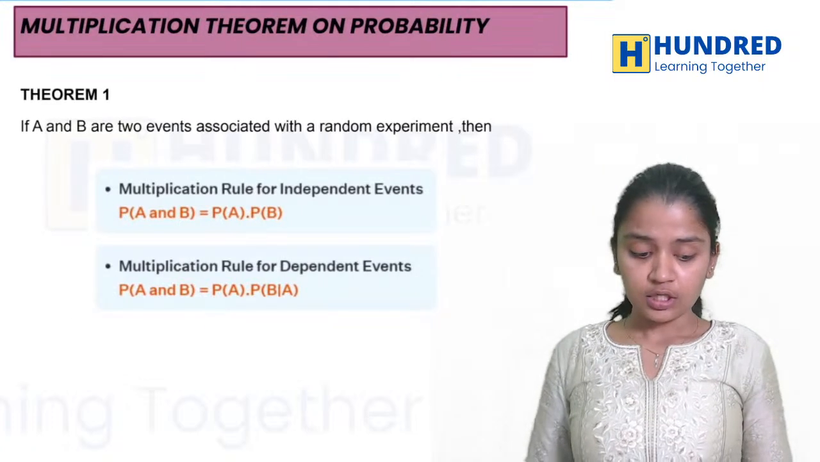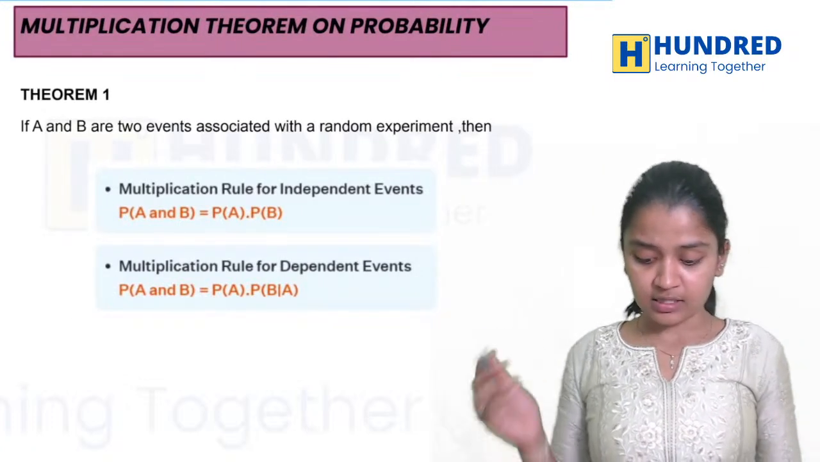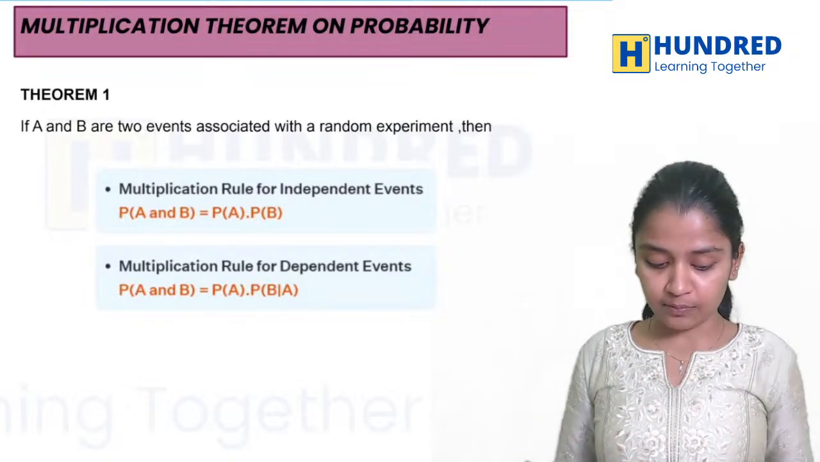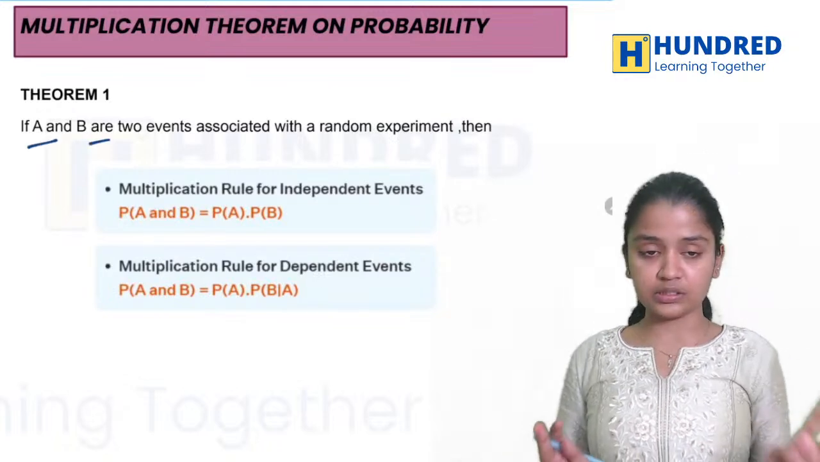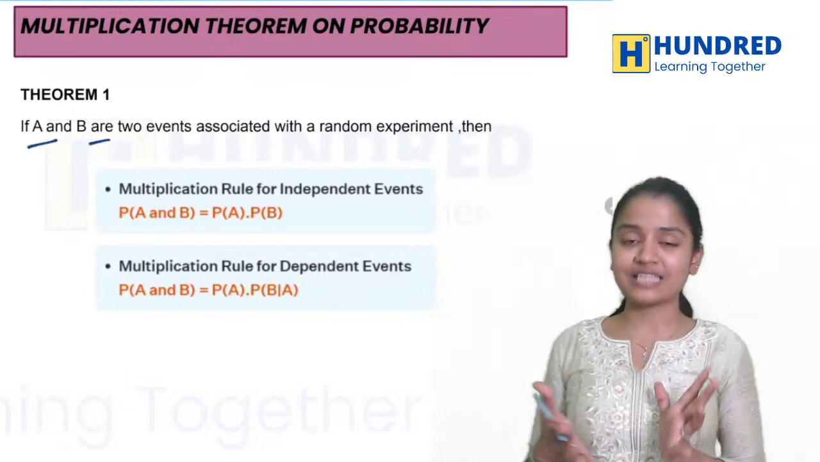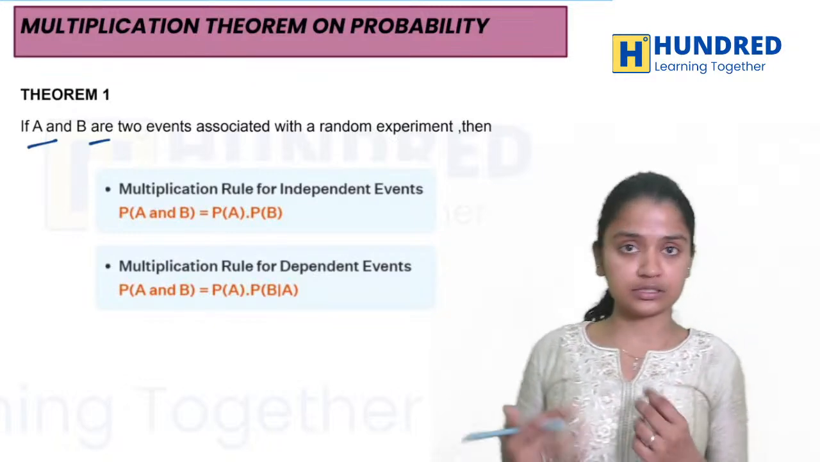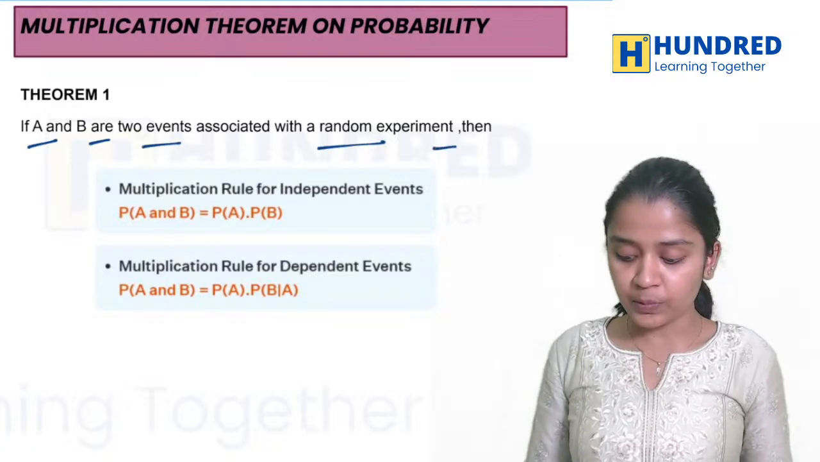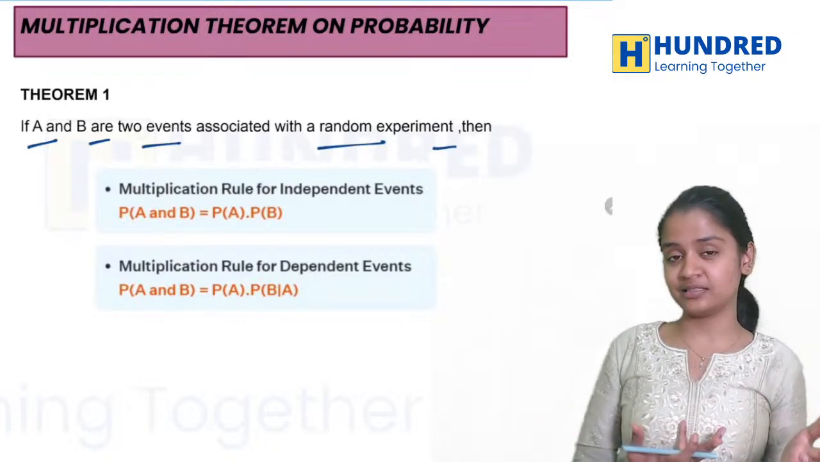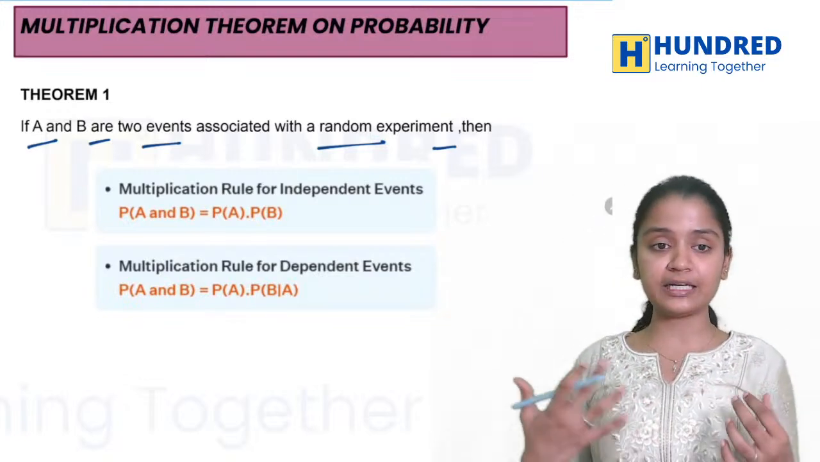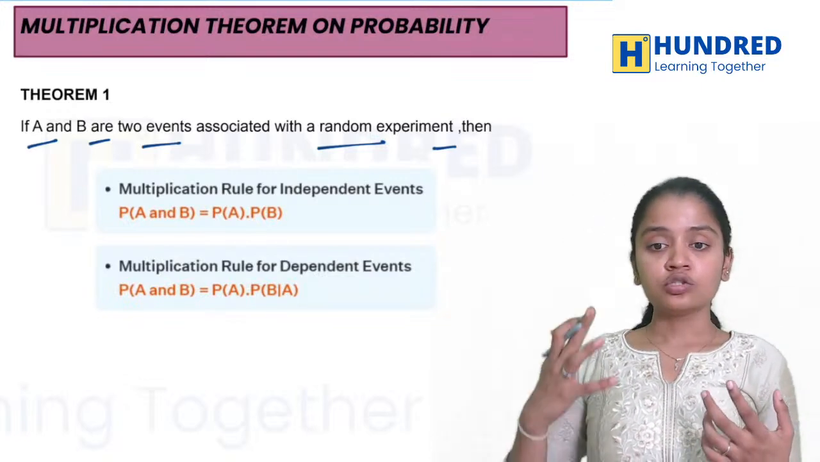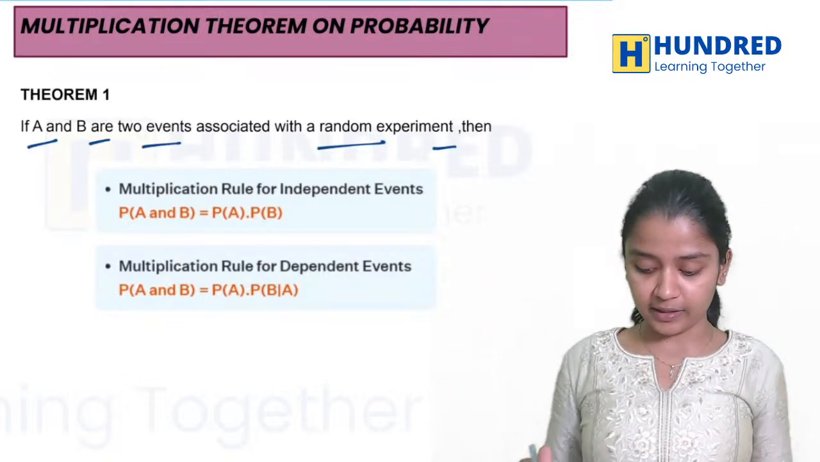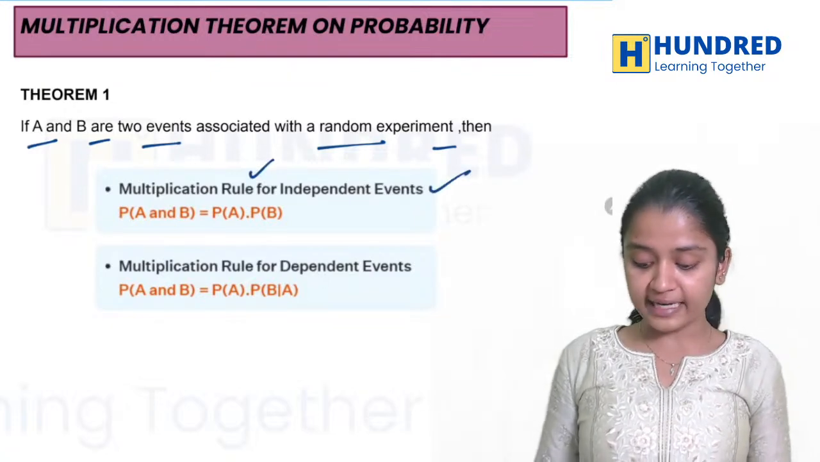Okay, let's start. So first, what is the multiplication theorem on probability? Basically you are having two events. A sample space can have n number of events. So you are having two events A and B associated with a random experiment. In yesterday's class we discussed what a random experiment and an event are, right? So there are two events in a random experiment. So, the multiplication rule for independent events.